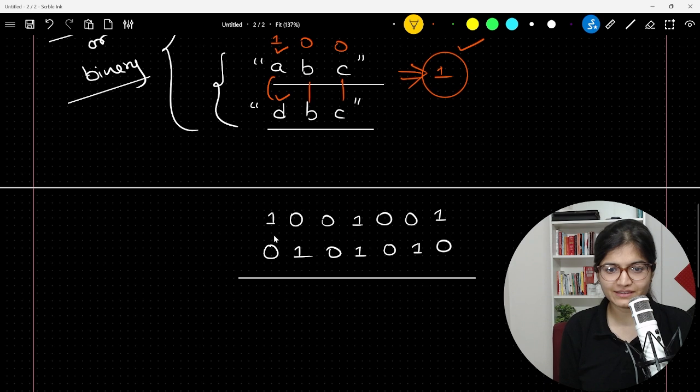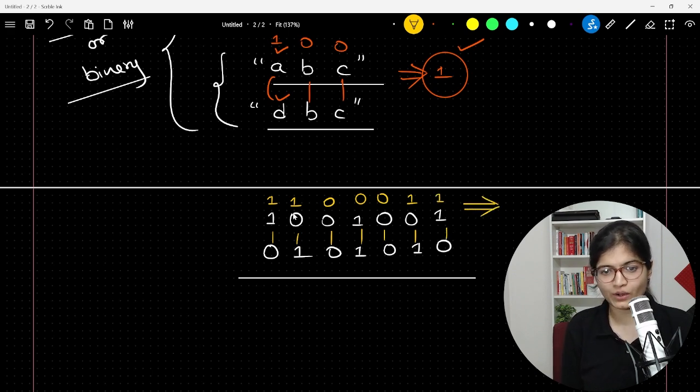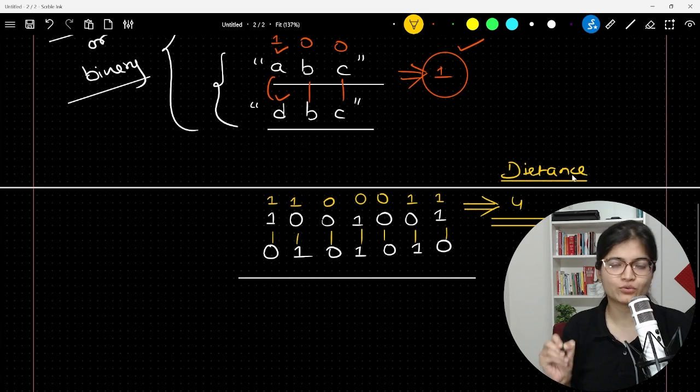So here you can see these two are different, so value is 1. These two are different, value is 1. These two are same, value is 0. These two are same, value is 0. These two are same, value is 0. These two are different, value is 1. These two are different, value is 1. So in this case, again, you can easily understand, just add all the ones that we have. So the distance value will become 4. So this is the distance value which we will be able to get here.